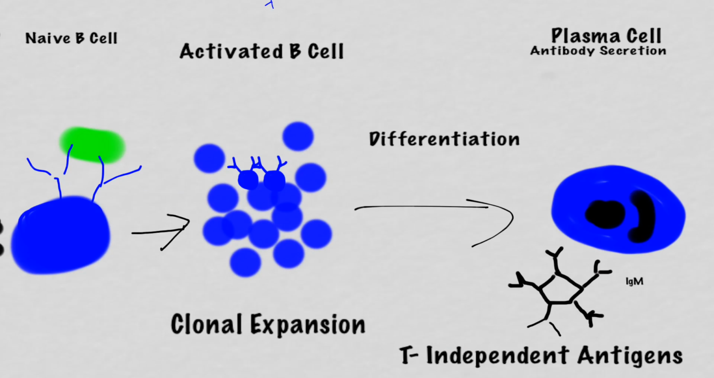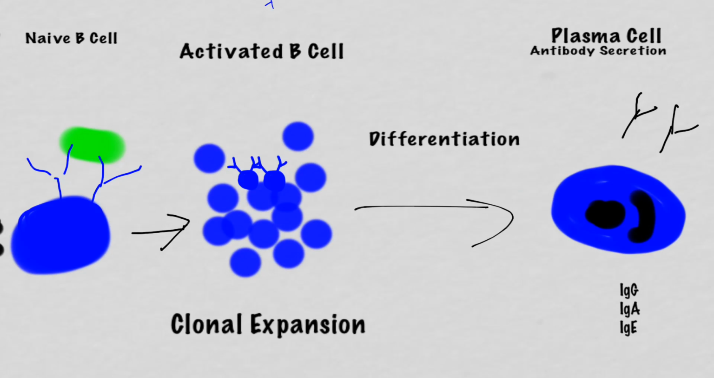Another important point about T-independent antigens is that T cell help is actually really important for establishing the memory pool. So for T-independent antigens, we don't typically have a memory response to them, because IgM isn't really conducive to creating memory B cells, which means you can't differentiate them later into IgM-secreting plasma cells. We'll talk about this more when we talk about memory.